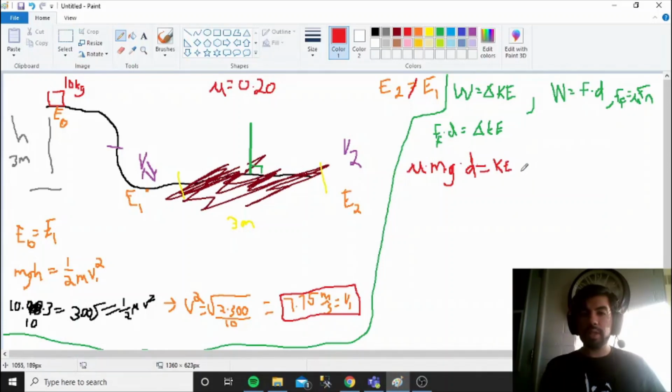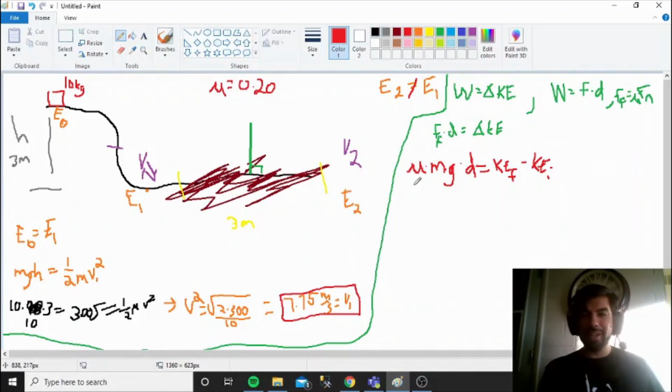So this is going to be final, or we can think of it as V2. Initial, we can think of this as 1 and we can think of this as 2, E2 and E1 right here. So let's figure out what this numerical value is, however. Yeah, it's a lot of algebra. It's going to be tough doing this.